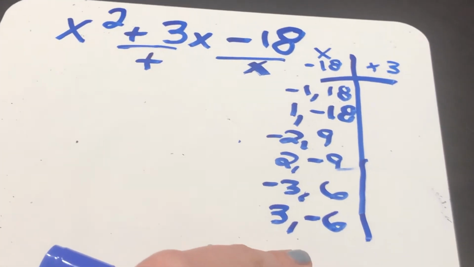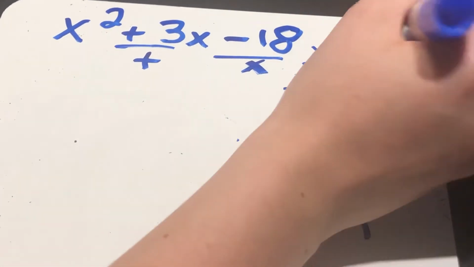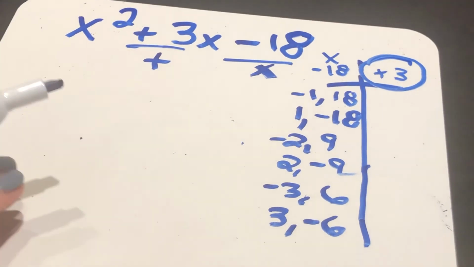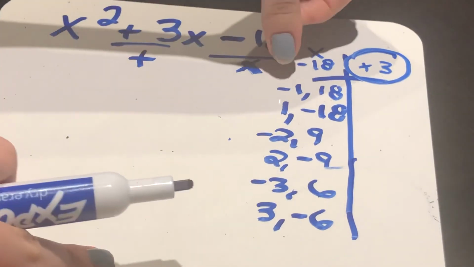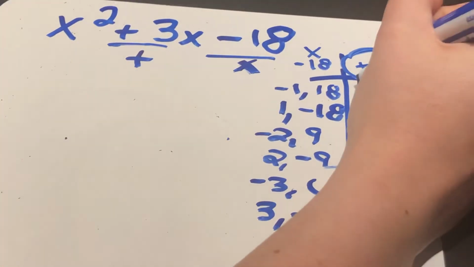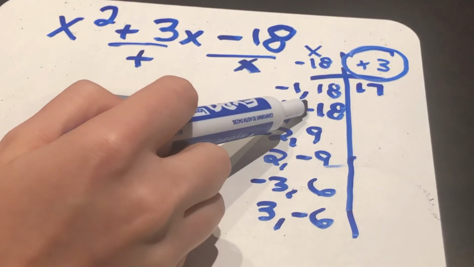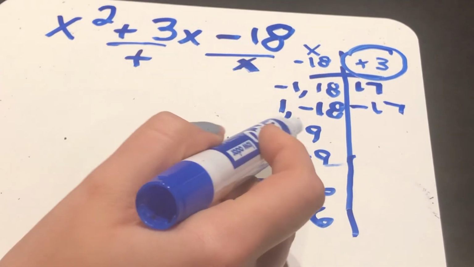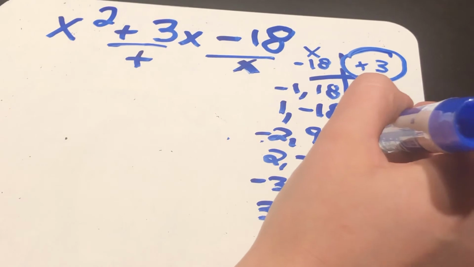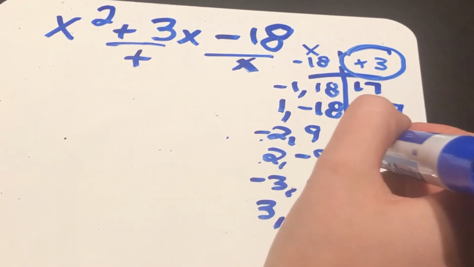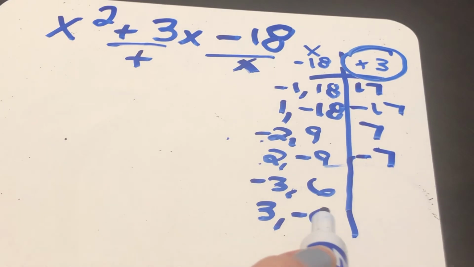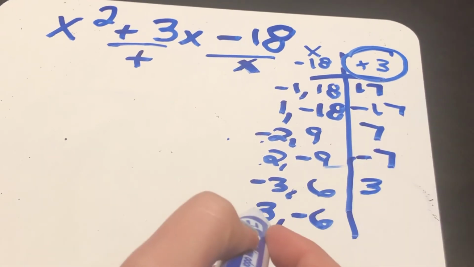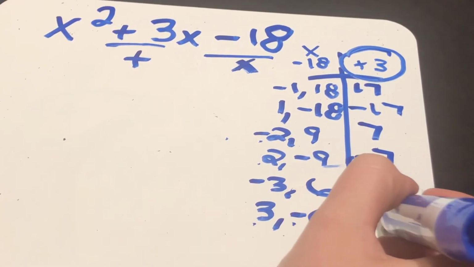Now which one of these, if you add them, keep in mind some of them are negative, you'll get a positive 3? This is where it helps if you know how to add and subtract with negative numbers, which I know some of you guys struggle with. So negative 1 plus 18 gives you 17. Negative 18 plus 1 gives you negative 17. Negative 2 plus 9 gives you 7. 2 minus 9 gives you negative 7. Negative 3 plus 6 gives you 3. And 3 minus 6 gives you negative 3.